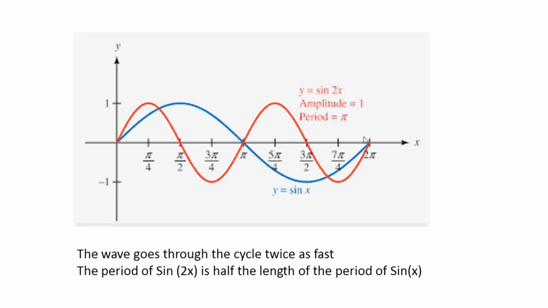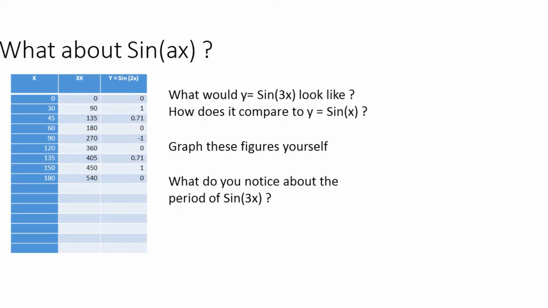You can see there are twice as many periods in the time that it takes one period for y is equal to sine x. So the wave goes through the cycle twice as fast. So we say the period of the sine of 2x is half of the length of the period of sine x. So what about sine 3x?